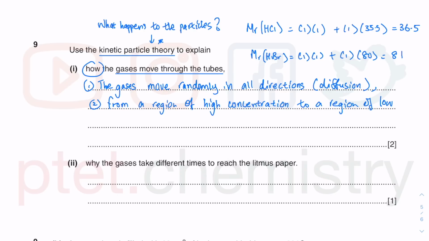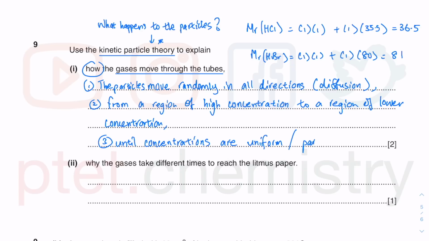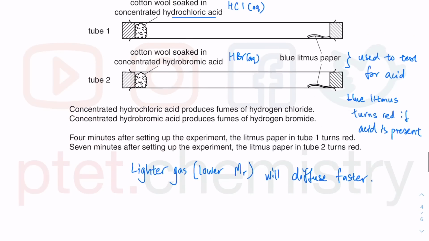So where you have a lot of the particles, I'm talking about the particles, okay? I should really be talking about the particles rather than the gases, but the gases and the particles are the same thing, to a region of lower concentration until the concentrations become uniform, or until the particles become uniformly distributed. So you can say until concentrations are uniform, or you can choose to say until particles are uniformly distributed, or evenly distributed.